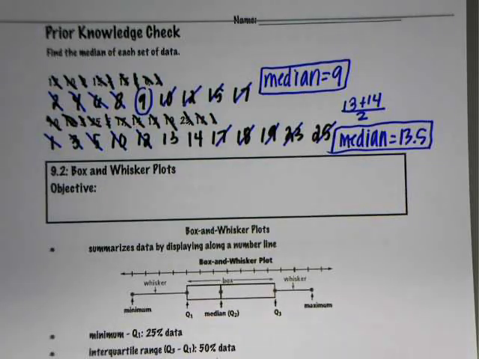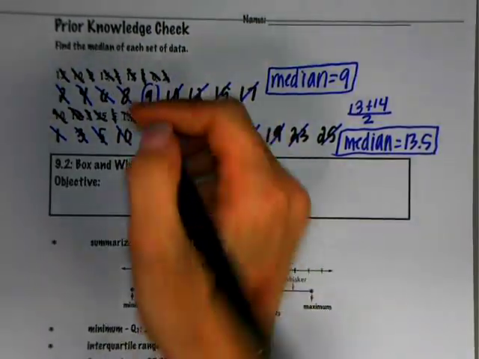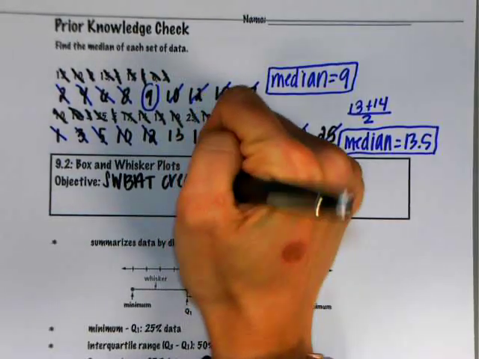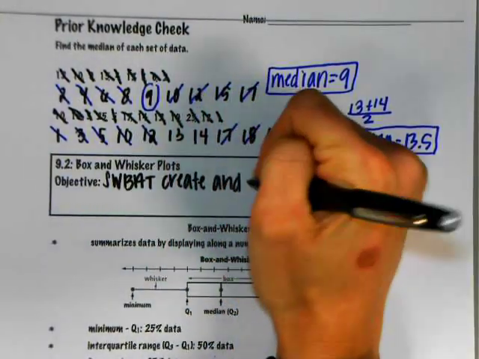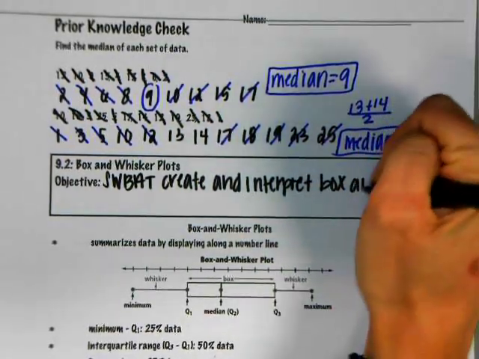Okay, so we're doing box and whisker plots. Raise your hand if you've done box and whisker plots before, if you remember doing them. Okay, so your objective is students will be able to create and interpret box and whisker plots.